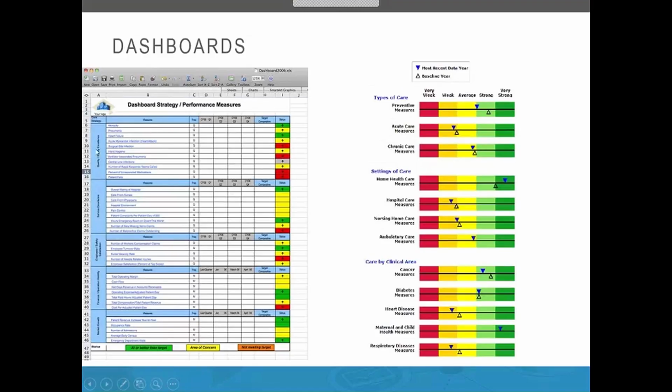So here we have our strategy. We have some measures that we've determined. We have a place to put our measures. And here's our target or our comparative, maybe our benchmark. And then here's our status, again, using arrows, using red, yellow, green.